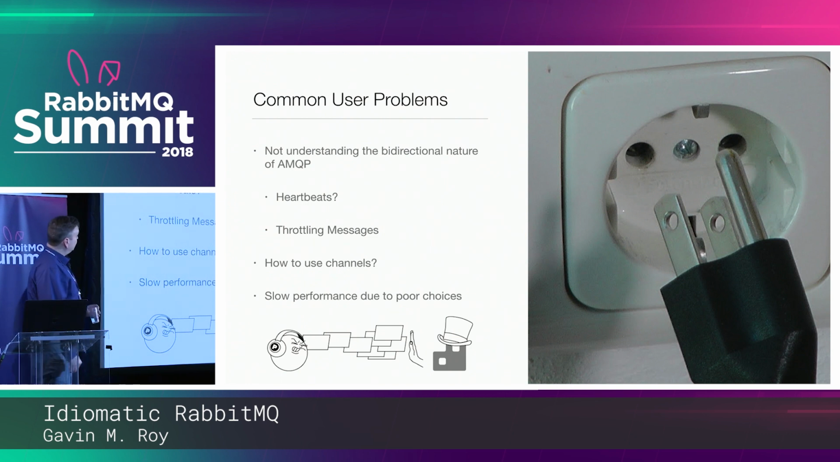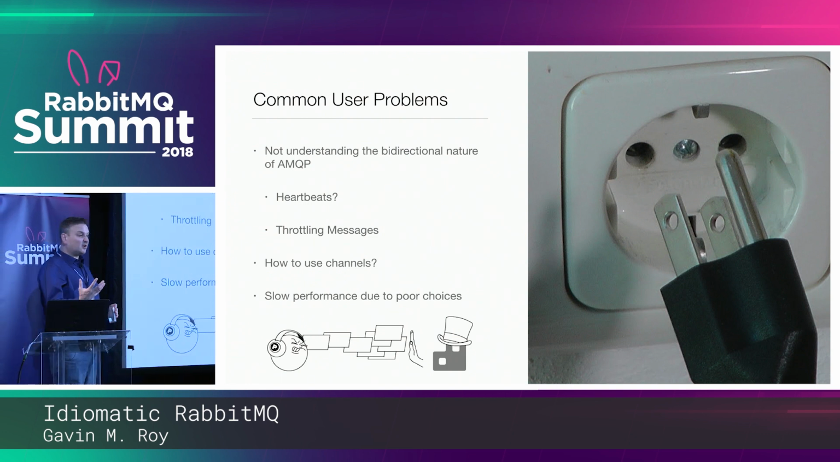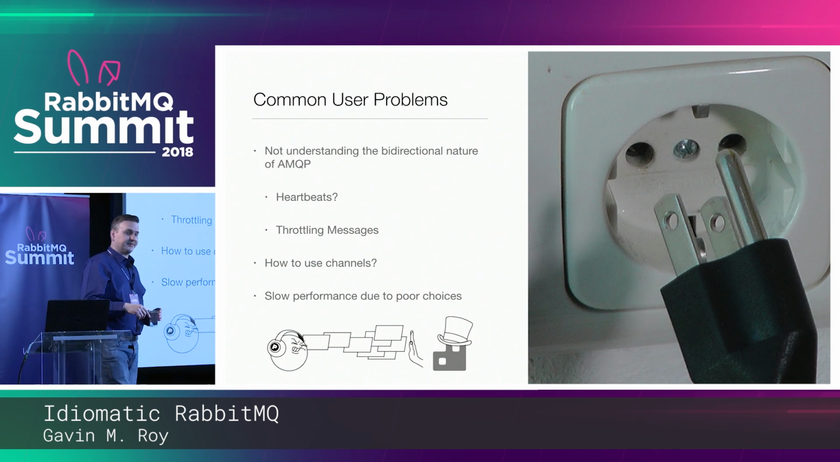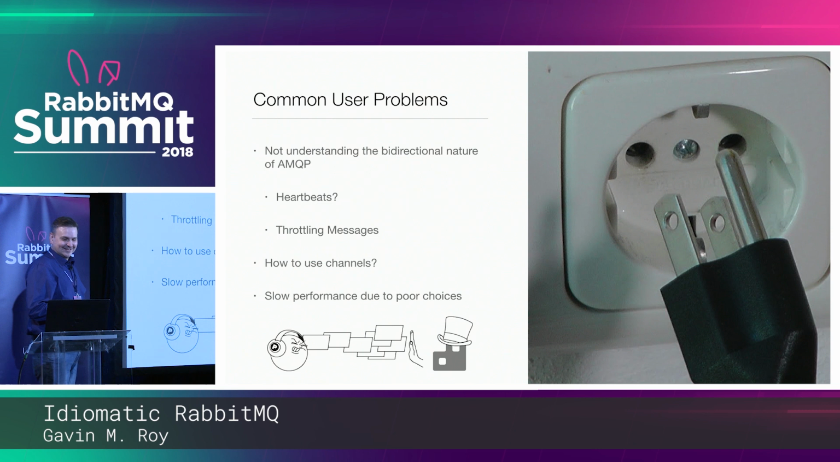So common user problems. And all these somewhat come down to not understanding AMQP, right? Who's had problems with heartbeats? I know it's more than two or three of you. Probably using the Python library or the PHP library, I would imagine.